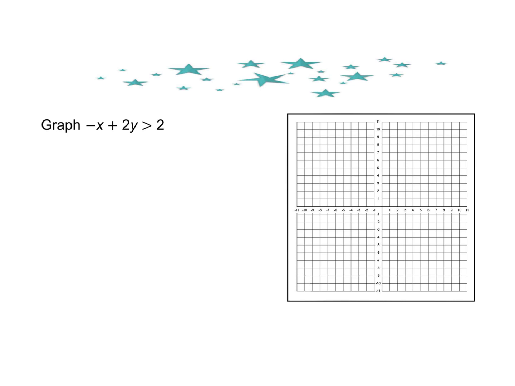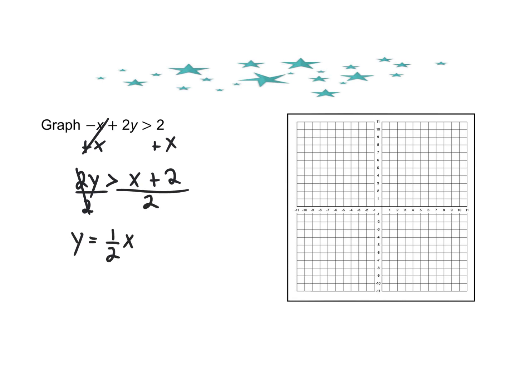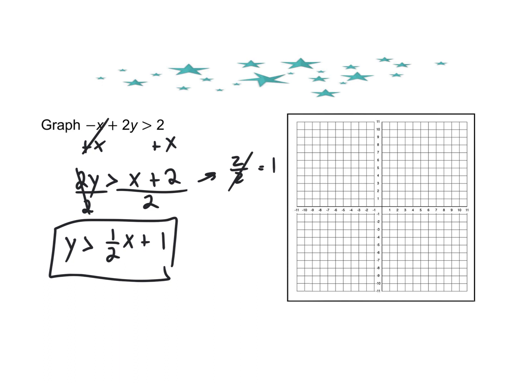I just want to practice with you guys how to rearrange it. The first thing we're going to do is add the x on both sides. So we're left with 2y is greater than x plus 2. I will divide by 2 on both sides. So I get y is equal to 1 over 2x plus, this is going to be 2 over 2, which is going to simplify to 1. So plus 1. I don't know why I wrote equal. So it's y is greater than 1 over 2x plus 1. This is what you guys are going to be graphing.